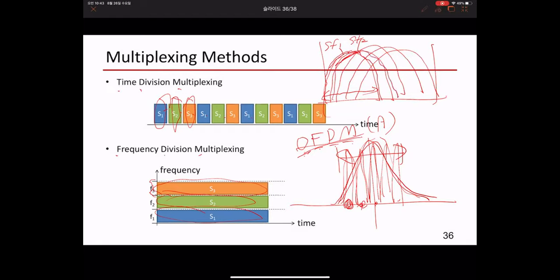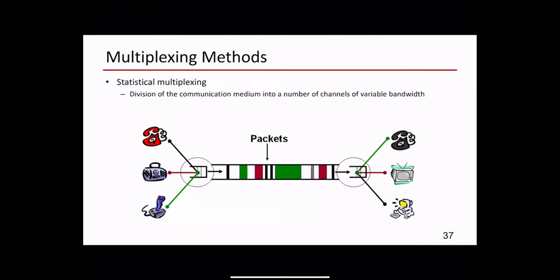Okay, therefore they can be overlapped. That is the industry's choice. All your LTE, all your Wi-Fi, and everything, almost everything you're using for wireless are using an OFDM, okay? All right, so multiplexing, how does it work?